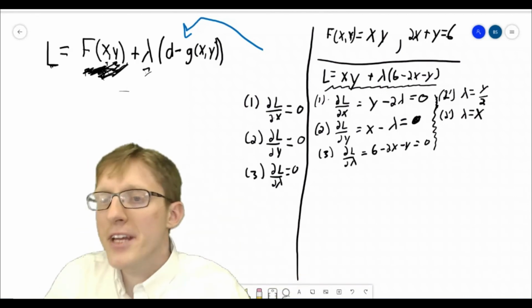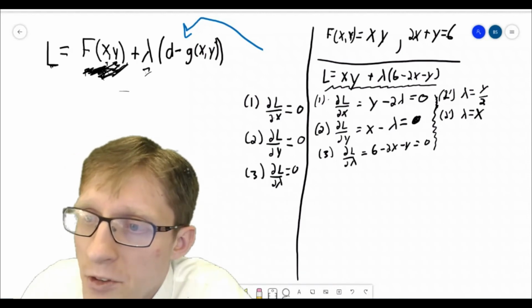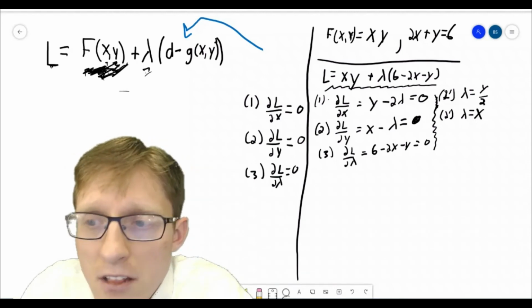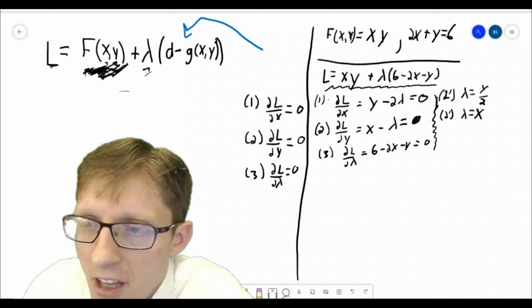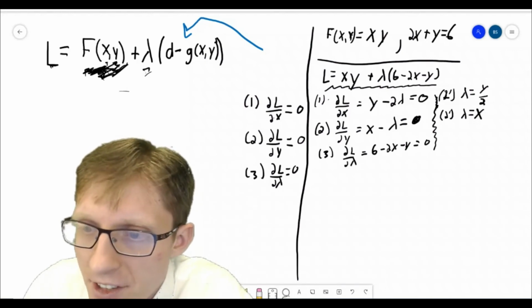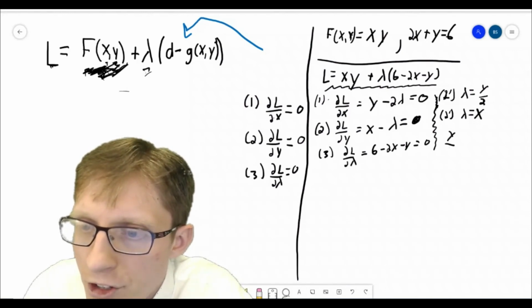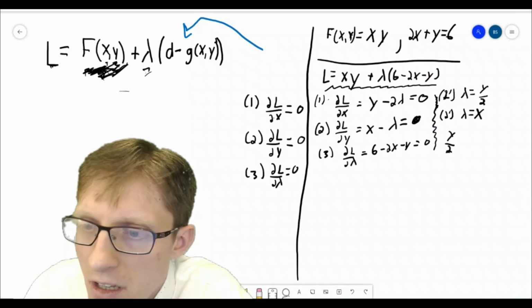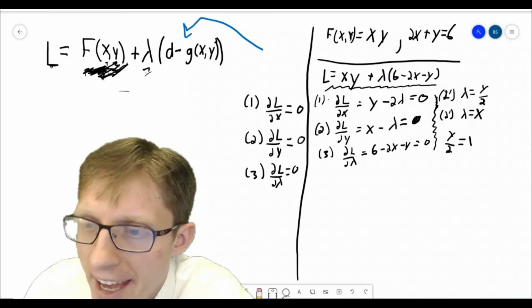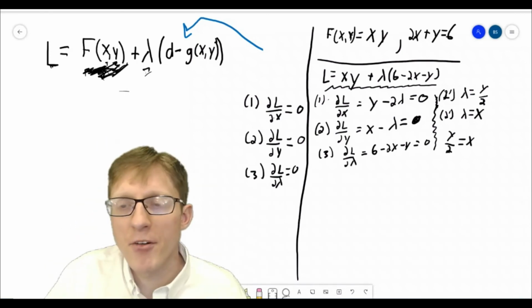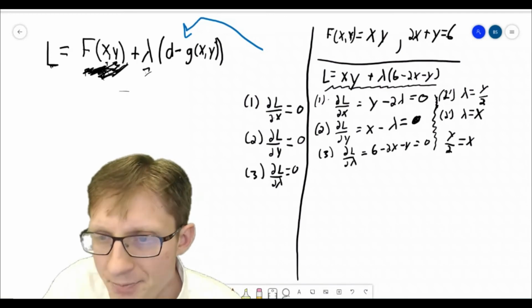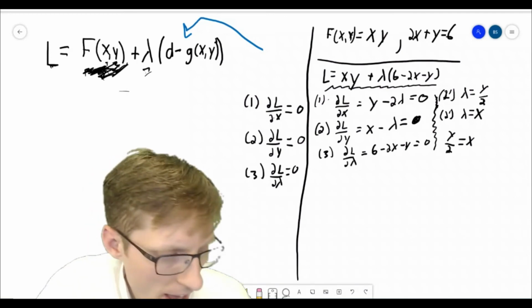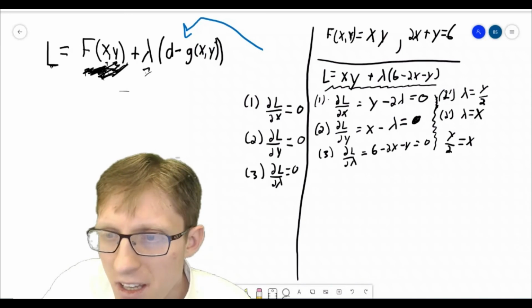Okay, so now I'm going to use these two equations. We know that lambda is equal to y over 2. Lambda is also equal to x. So we can combine that information and say that y over 2 is equal to x. That's just combining the information from equations 1 prime and 2 prime.